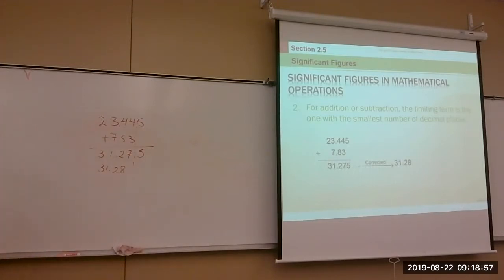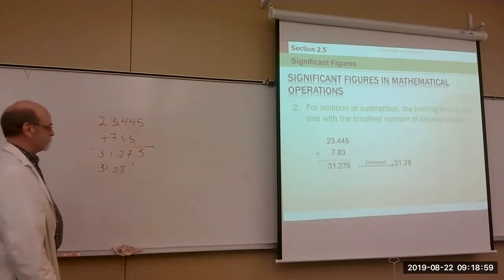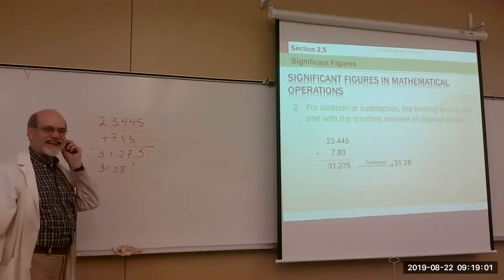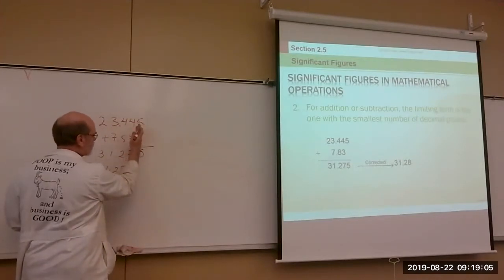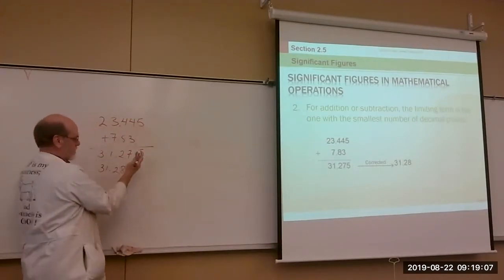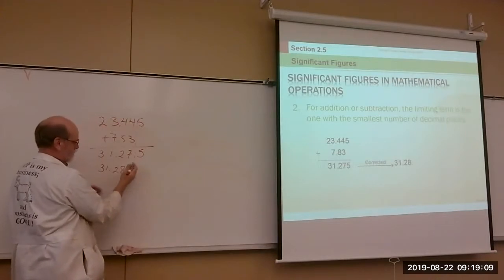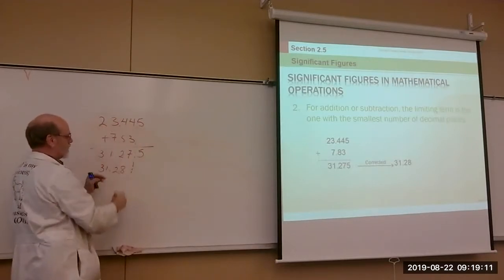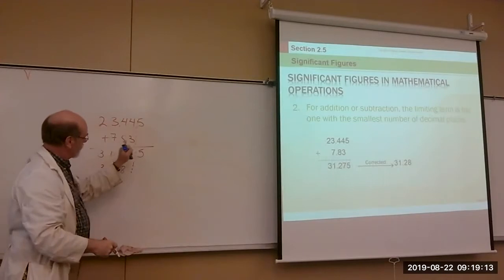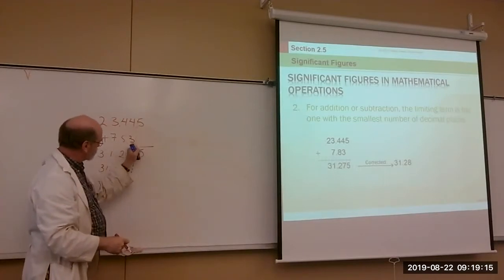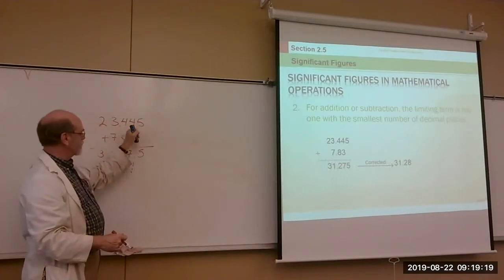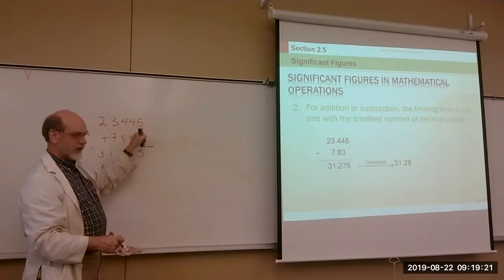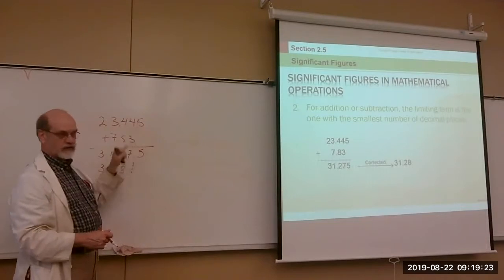Okay. Wait, so why did you? Why did I what? Yeah, I see now. I just drew that dotted line to show you that's the limit. You can't go past there in your answer. You have to stop it right there. Because the decimals now are lined up, and this number only goes out two places, tenths, hundredths. This one goes tenths, hundredths, thousandths, but you can't keep the thousandths because this one is only to the hundredths.